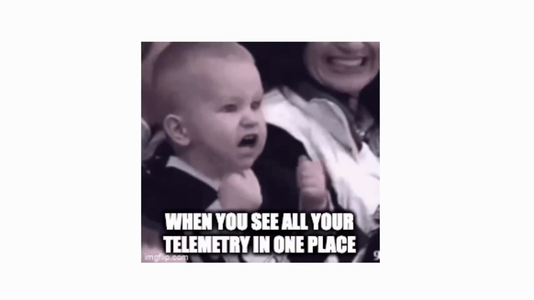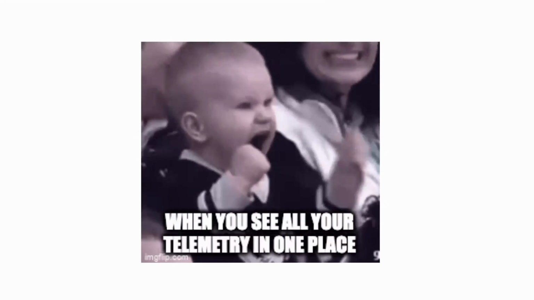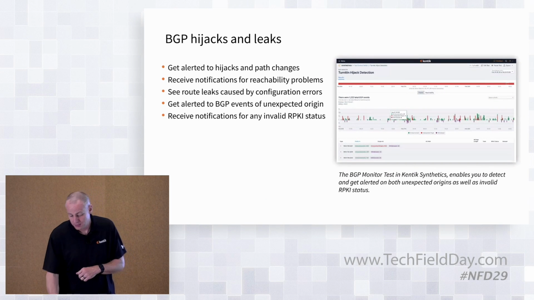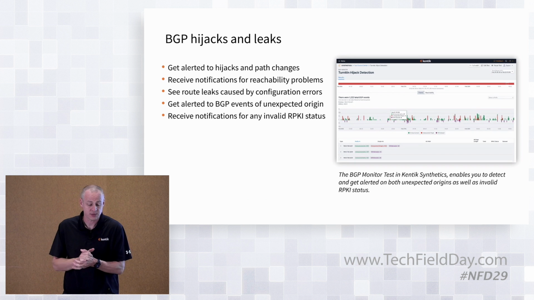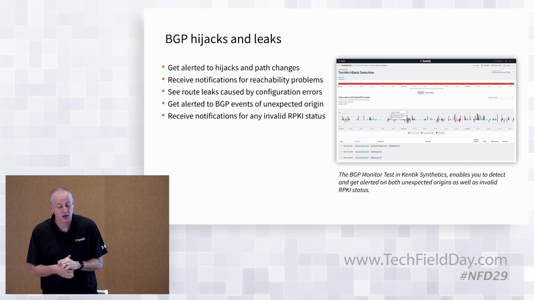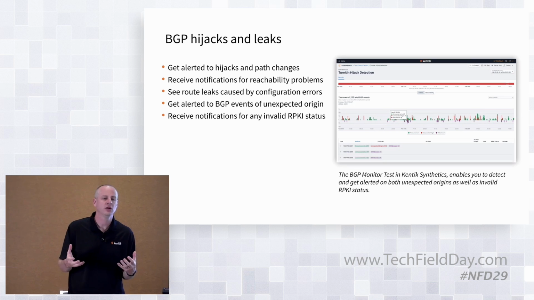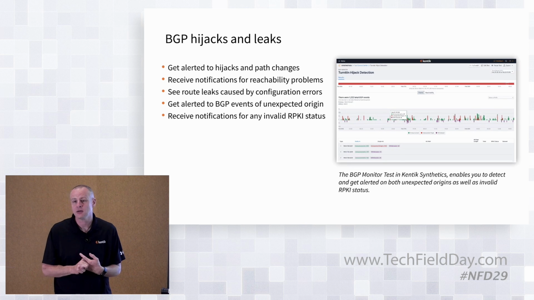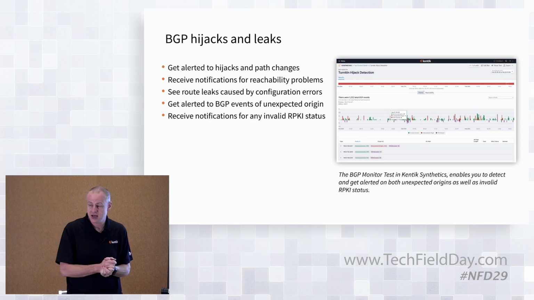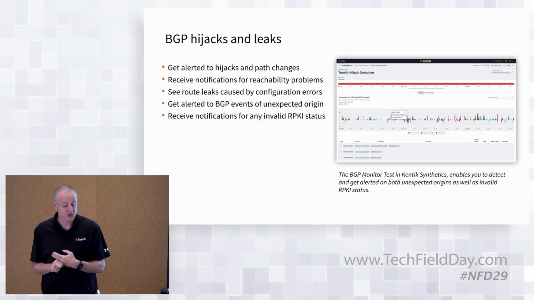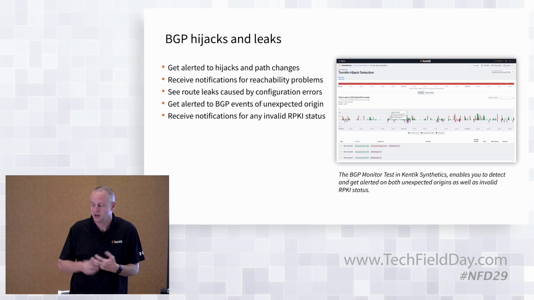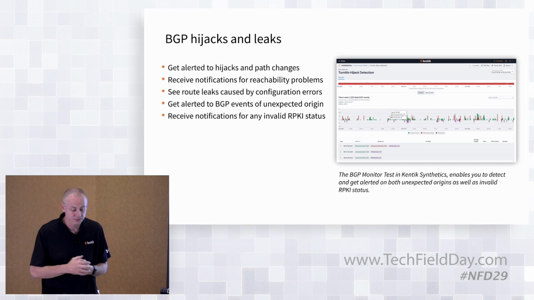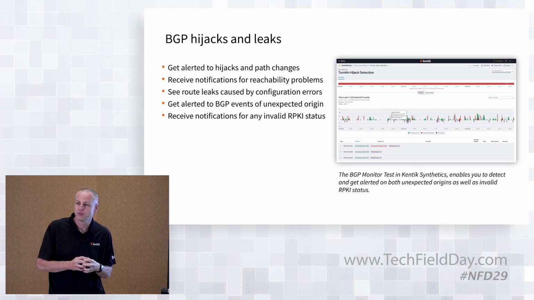All right, when you see all of your telemetry in one place. BGP hijacks and leaks. I know not necessarily every enterprise runs BGP or cares about how their routes are being advertised out on the network. But we definitely talk to a lot of enterprises, especially your Fortune 500, your Fortune 100 enterprises, that want to keep an eye on their BGP advertisements, the prefixes that they're advertising out on the internet. If those get hijacked by somebody else, or there's a path change, it gets leaked, it can definitely affect application reachability. It can affect data center reachability, branch office reachability. There are a lot of different things that could cause reachability and performance problems in the networks.